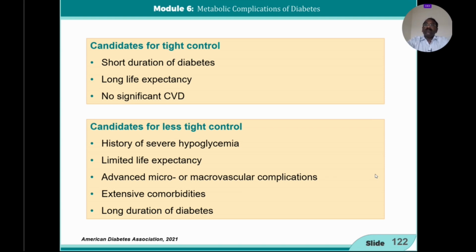Candidates for less tight control. Suppose you are diagnosed with diabetes at 75 years of age. Less tight control, because their lifespan is maximum another 5 years to 10 or 15 years. Also history of severe hypoglycemia, limited life expectancy, advanced micro and macrovascular complications, extensive comorbidities, and long duration of diabetes.